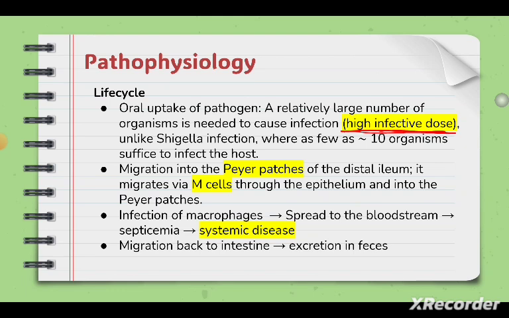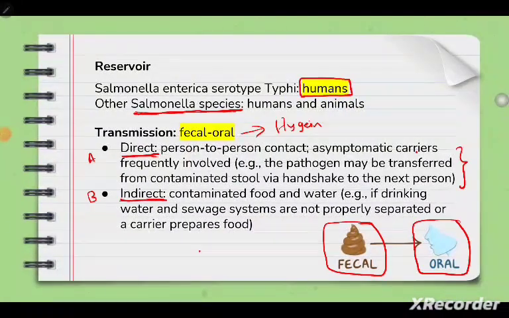So a large dose of the bacteria is needed to cause the disease, and this is unlike Shigella, which is commonly compared with typhoid fever, where as few as 10 organisms only can cause the disease. Number two is migration to Peyer's patches of the distal ileum. The bacteria migrate via M cells through the epithelium and into the Peyer's patches. Let's see what's meant by this by viewing the next slide.